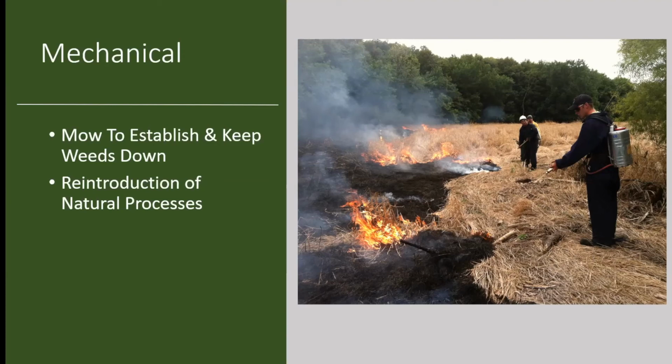Once you've got things established, you may want to move from straight-out broadcast mowing. In year 2, you may want to move towards more spot mowing with either brush cutters or a tractor, depending on the scale of your site. When you're in year 3, you typically would have enough fuels established where you want to start controlled burning.